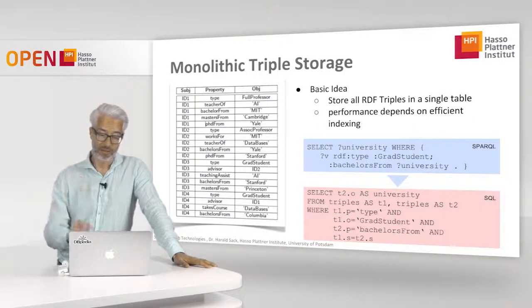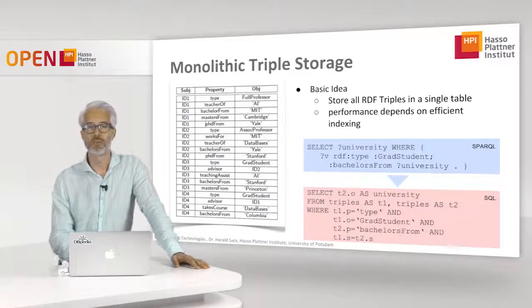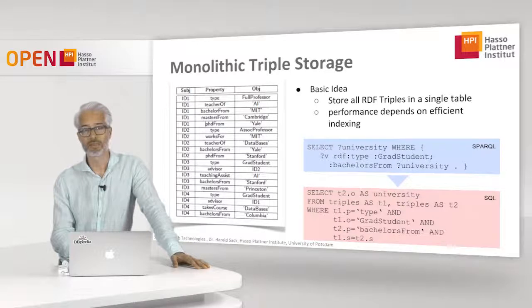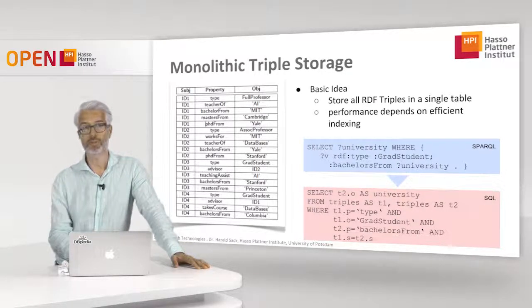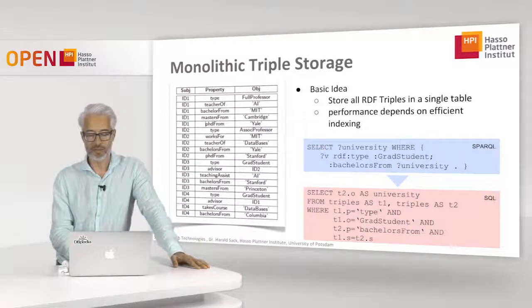And first we name the first version of our table T1 and the second part of our table T2. So what we do here is we join the table with itself, first instance T1, second instance T2. And in the first instance, we specify the first graph pattern. We say that T1P, which stands for property, should be type, and T1O, which stands for object, should be grad student. And then on the second table, we simply look for the rows with T2 and the property bachelor from.